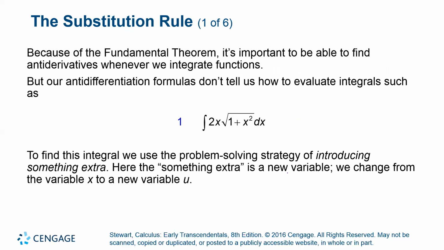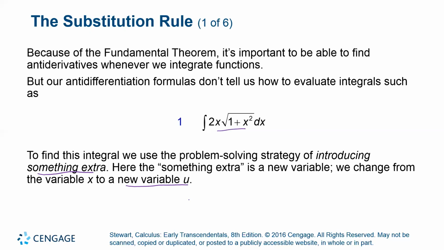But if you consider this function right here, 2x times the square root of 1 plus x squared, it is going to be difficult. There's no formula that we have considered in section 5.4 that could directly help us integrate that. To be able to find it, we have to introduce something extra, a new variable we will call u, so we're going to make a substitution.